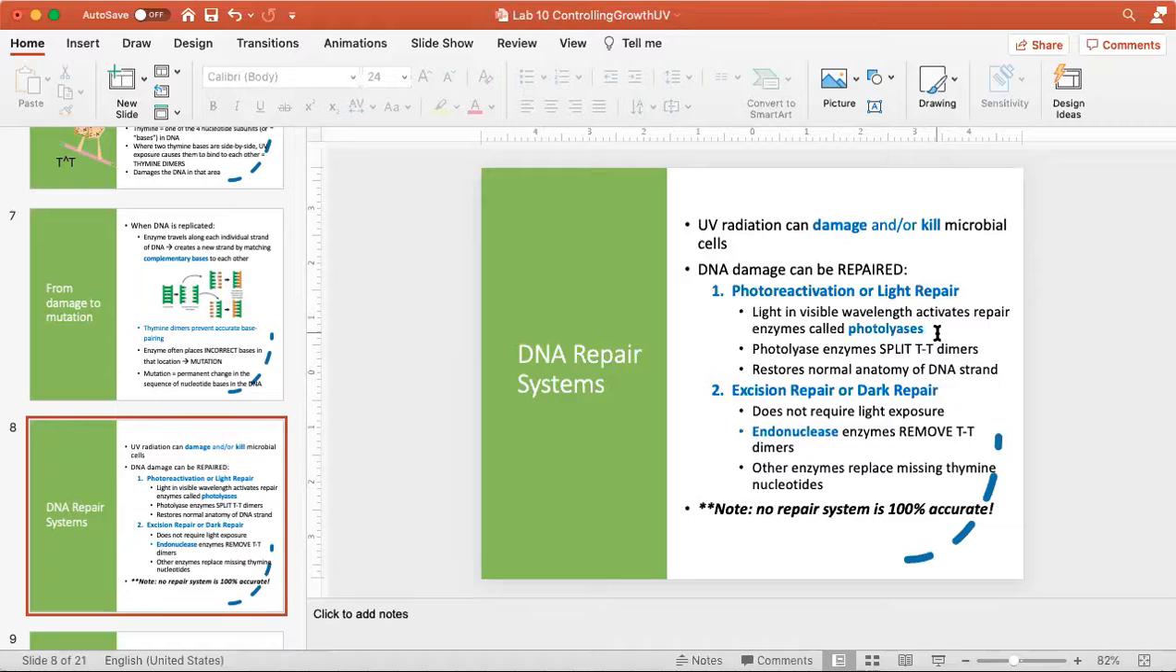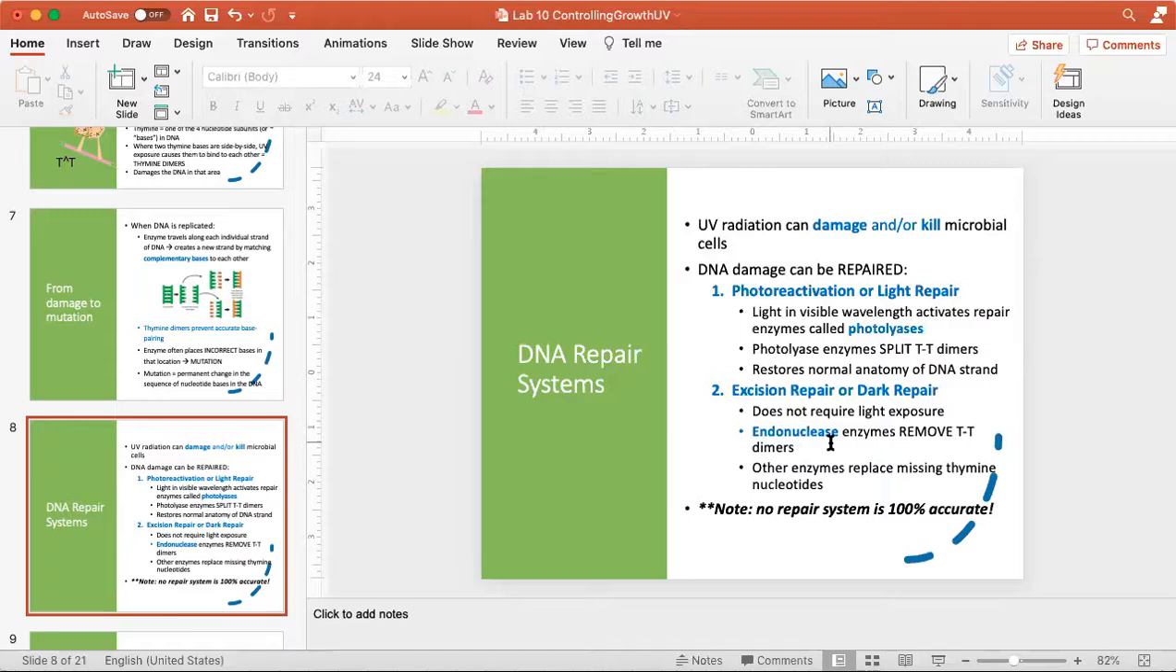Excision repair is a little bit different. Excision repair doesn't require light exposure. The cell does not need to be in the light for excision repair to occur. That's why this is sometimes called dark repair. There's another family of enzymes that does excision repair. These are just known as endonuclease enzymes. This is an enormous family of enzymes.